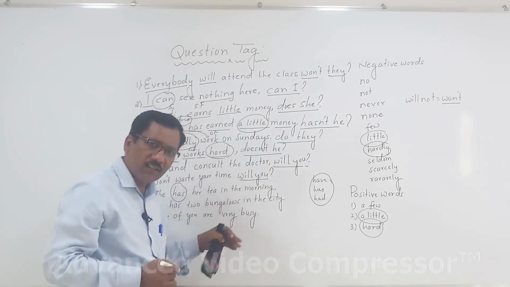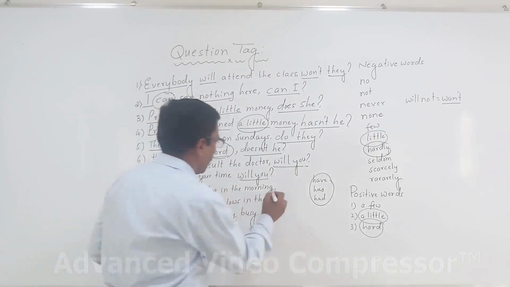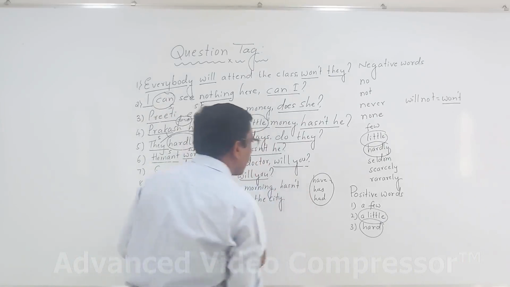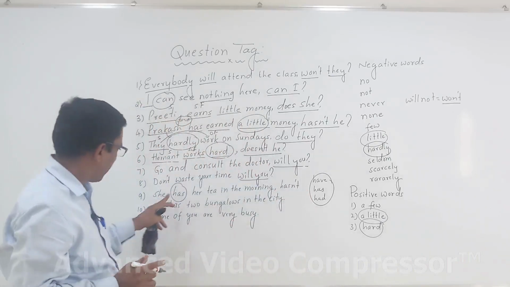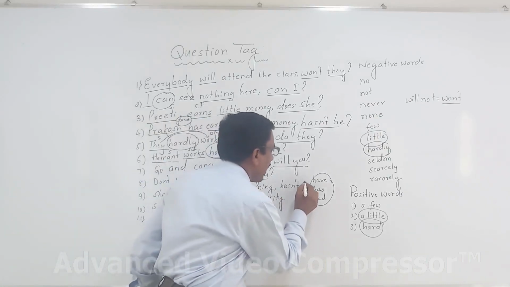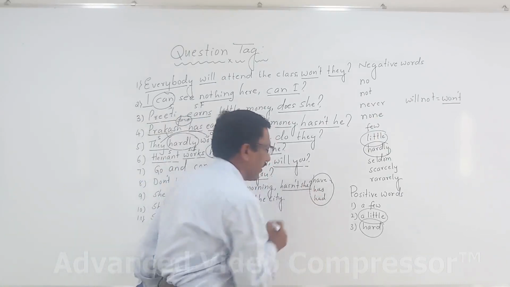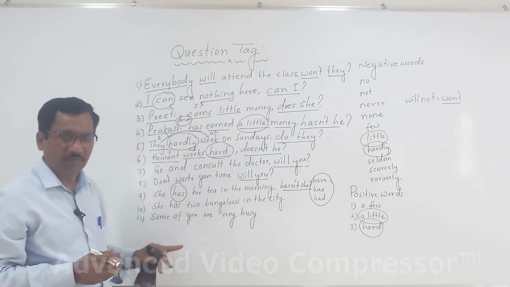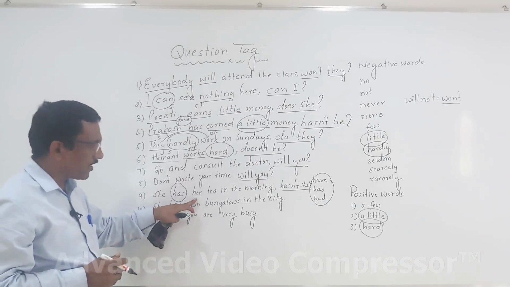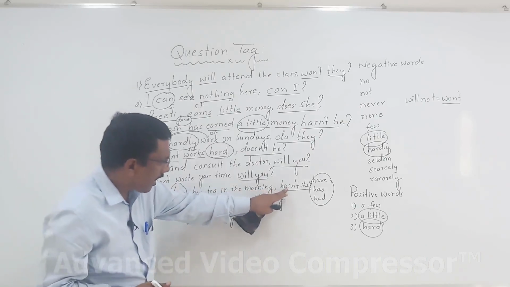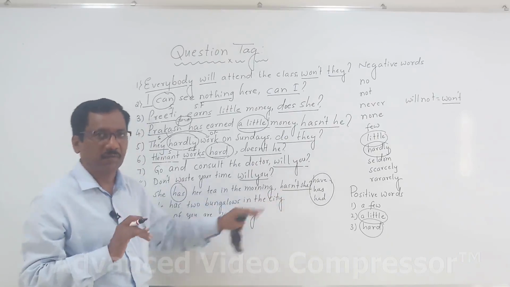The sentence is positive, so we have to add a negative question tag. Come on. Has plus n't, hasn't, and she is a pronoun. Repeat it as it is. Hasn't she, question tag. She has her tea in the morning, hasn't she? Here the statement indicates habitual action of a person. Therefore, has should be repeated.